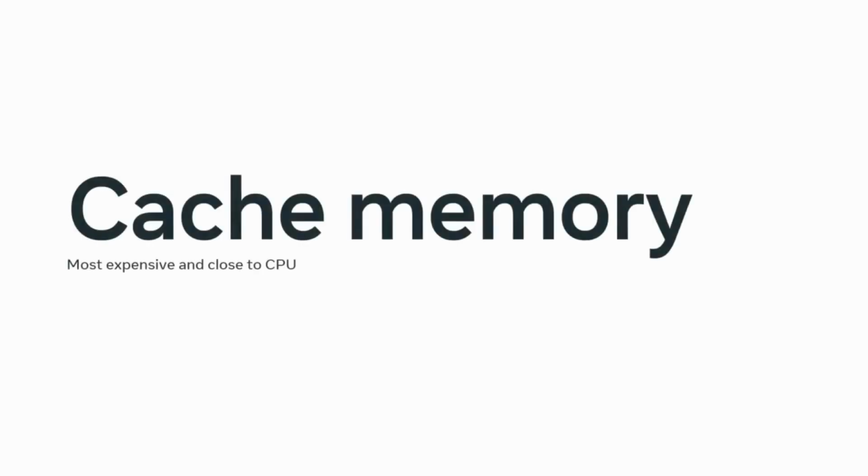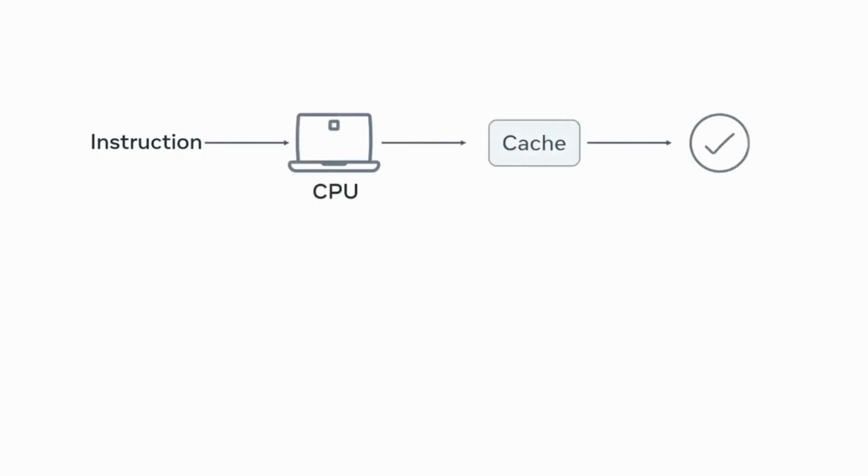Now that you better understand the processing part, let's explore the different types of memory and start with cache memory. Cache memory is the most expensive form of memory and lives close to your CPU chip. When the CPU receives an instruction to process some information, it first checks the cache to see if the information is here. If the information is available in the cache, it is processed.